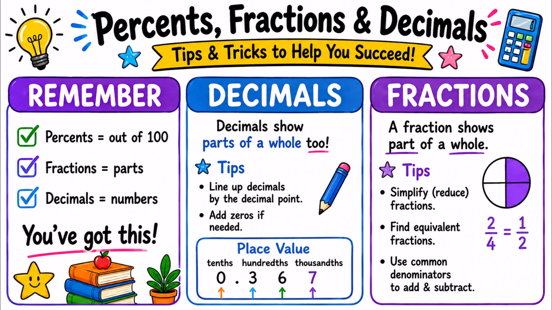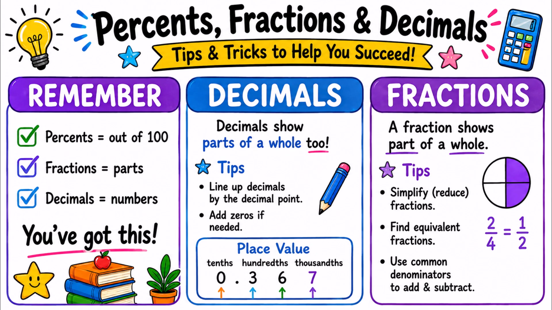Fractions. When working with fractions, simplify fractions when you can. Find equivalent fractions. Use common denominators when adding or subtracting. As always, remember, fractions, decimals, and percents are all connected. For example, 1/2 equals 0.50, which equals 50%. 3/4 equals 0.75, which equals 75%. 1/4 equals 0.25, which equals 25%.